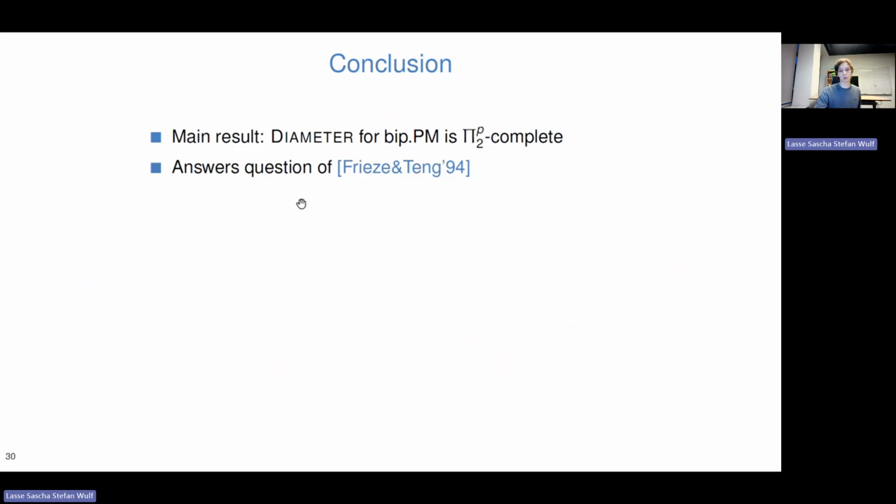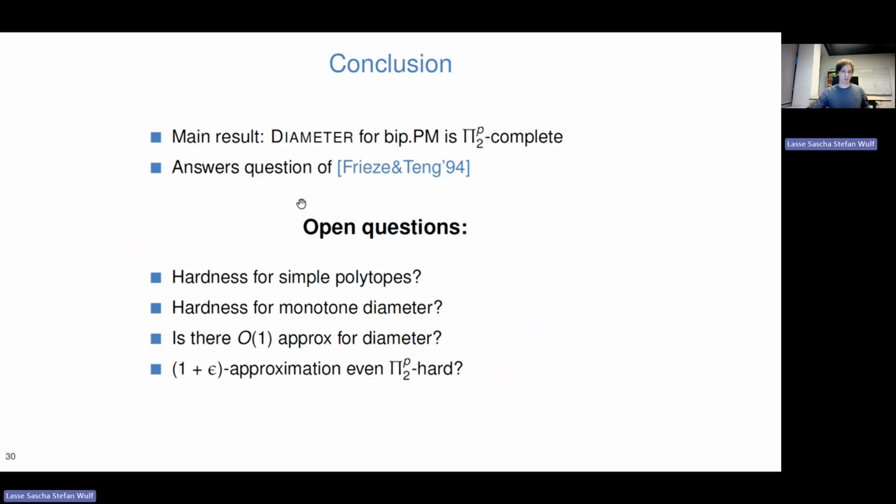So to come to a conclusion, we showed that the diameter for the bipartite perfect matching polytope is sigma 2 complete to compute, and this answers the long-standing open questions. There's some open questions left, so we don't know the hardness for simple polytopes, which are polytopes where every vertex has only dimension many neighbors. Somehow this bipartite perfect matching polytope is very highly non-simple. There's also some variant, which is called the monotone diameter, which is also left open by this work.